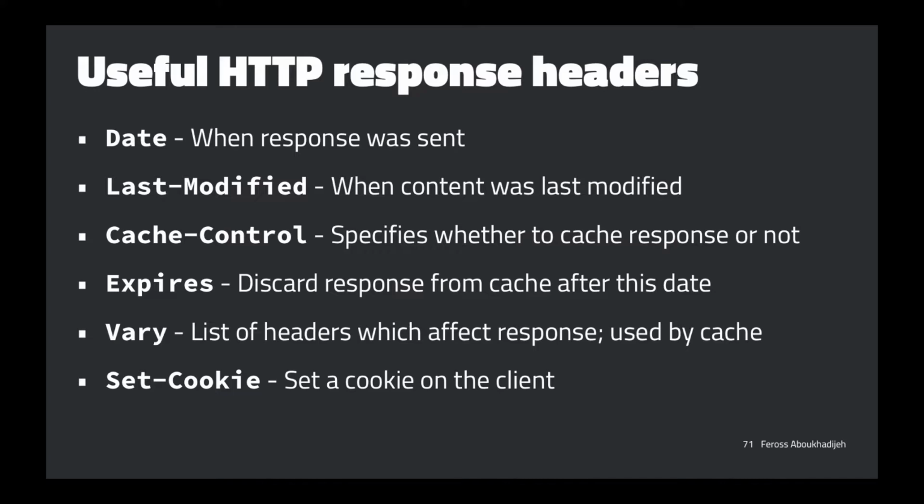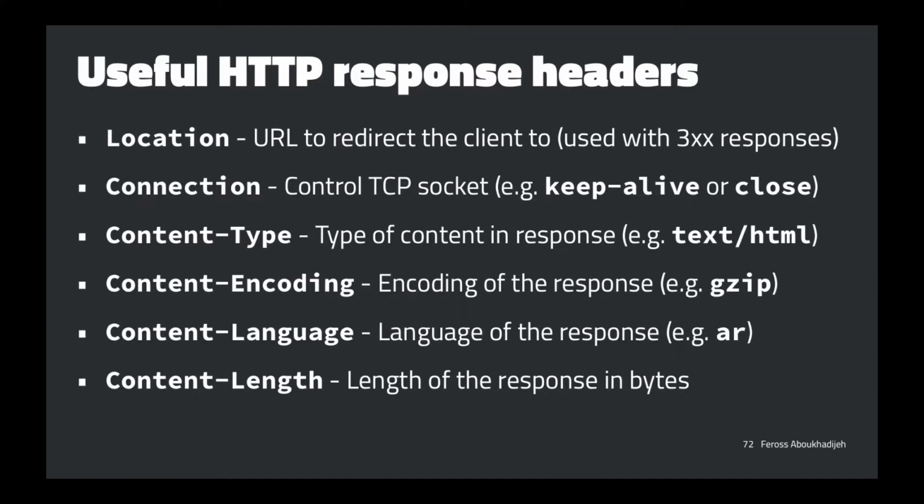Cool. And then set cookie, that just lets you set a cookie. So the value is the cookie that the browser saves, and we'll talk more about that in a second. And then we have location. So that's useful if you're giving back a 300 response and you're going to tell the user to go somewhere. You do that by setting the location header. So when you get back a 300, the client looks at the location and then it goes to that destination.